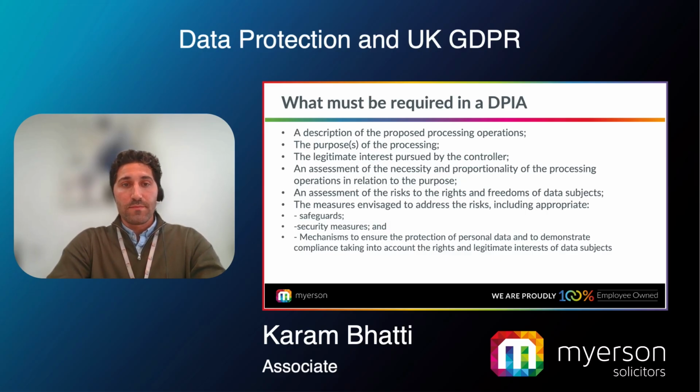Now, notwithstanding that there's no single format or structure that must be followed, Article 35(7) of the UK GDPR sets out that as a minimum, a DPIA should include the following elements. So firstly, a systematic description of the proposed processing operations, the purposes of the processing, an assessment of the necessity and proportionality of the processing, an assessment of the risks to the rights and freedoms of data subjects, and the measures envisioned to address these risks. And these may include safeguards, security measures, and other mechanisms to ensure the protection of personal data.